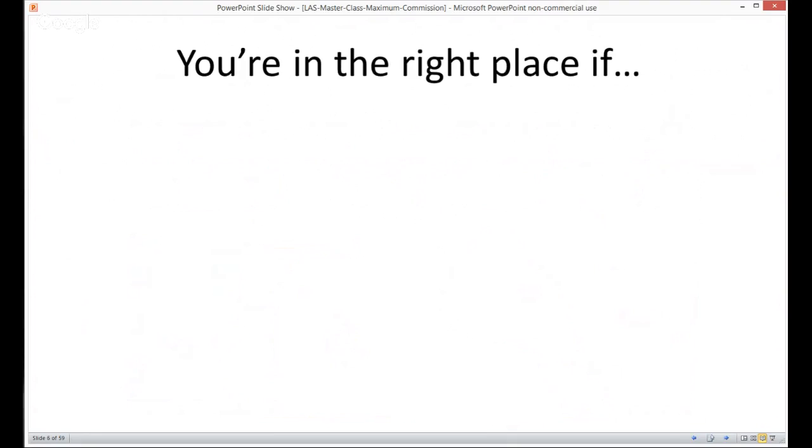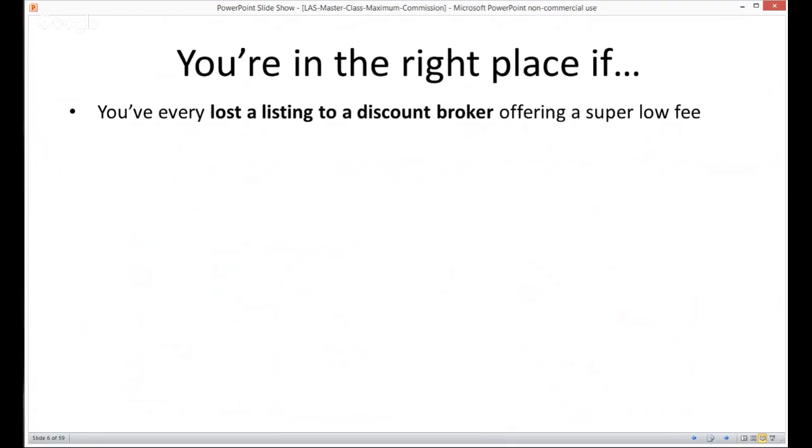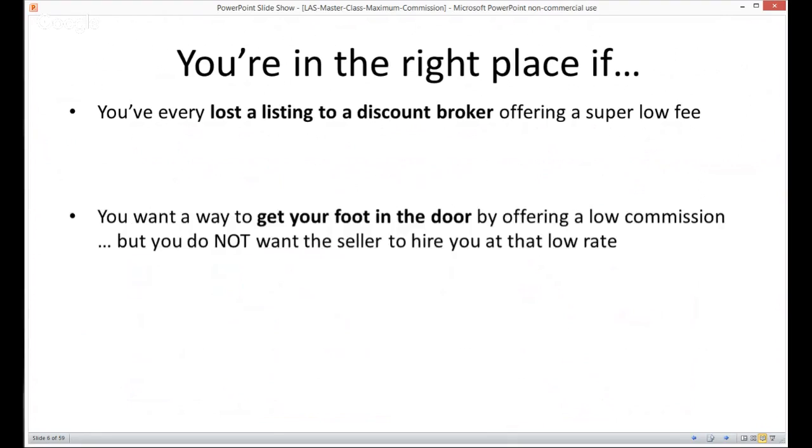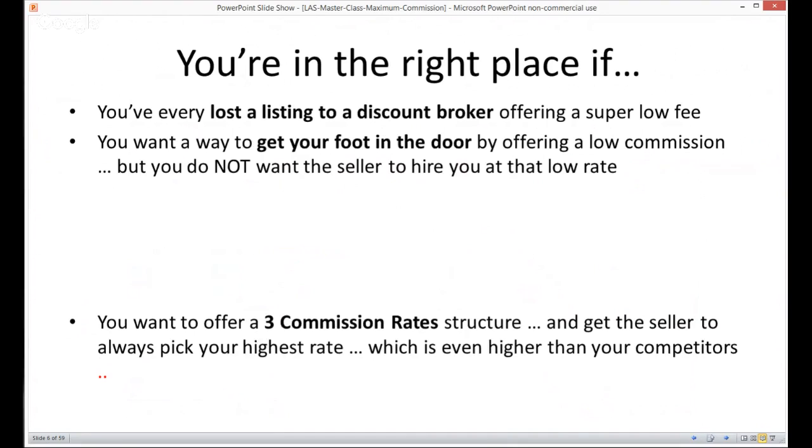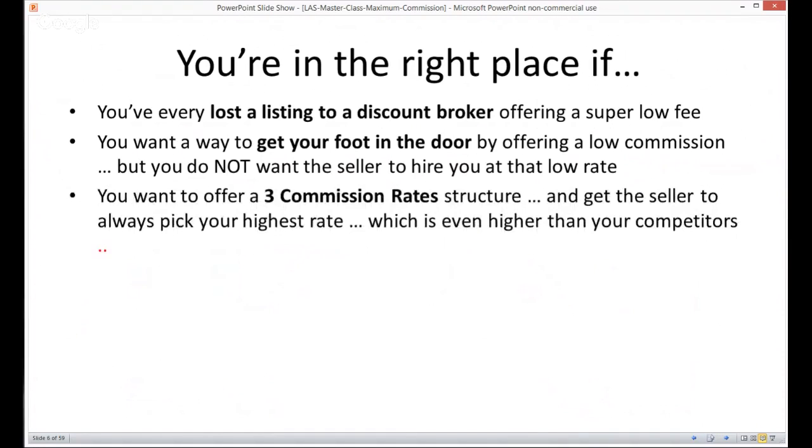All right, so here we go. You're in the right place if you've ever lost a listing to a discount broker offering a super low fee. You want a way to get your foot in the door by offering a low commission, but you do not want the seller to hire you at that low rate. You want to offer a 3 commission rate structure and get the seller to always pick your highest rate, which is even higher than your competitors. This sounds kind of crazy, doesn't it? But I'm going to show you how one top agent is doing it.